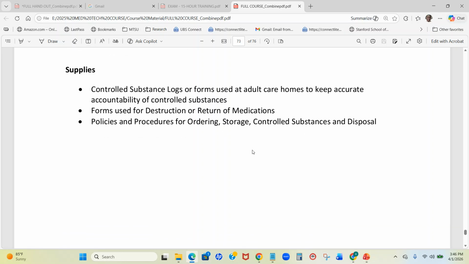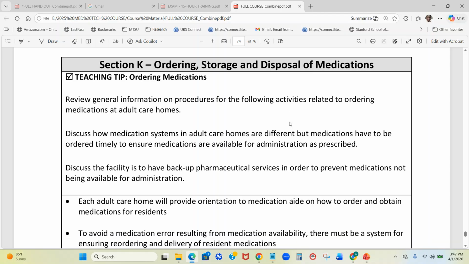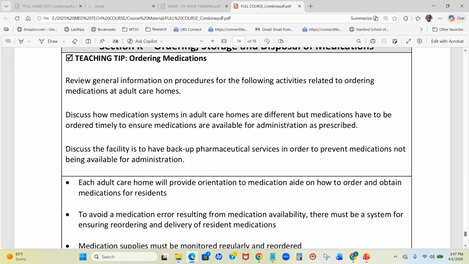So when you come to the skills lab, we'll look at all these forms that we have, demonstrating how to get rid of medication. But every adult care home is going to be different. During your orientation and getting hired at that place, you want to make sure that you ask them, how do you order medication when it's out of stock?